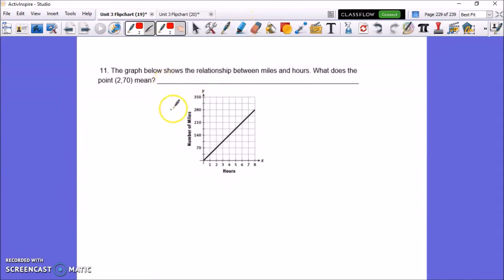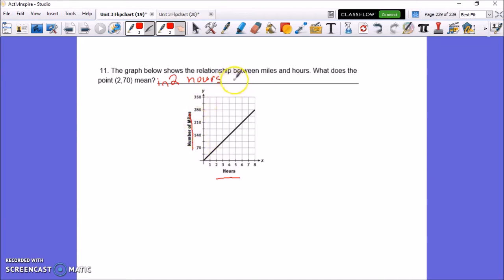All right, so moving on to number 11. The graph below shows the relationship between miles and hours. What does 2, 70 mean? So we need to look at the X and the Y and look at what they're labeled as. So X is labeled as hours, and then Y is the number of miles. So if X is 2, that means in 2 hours, we go number of miles.